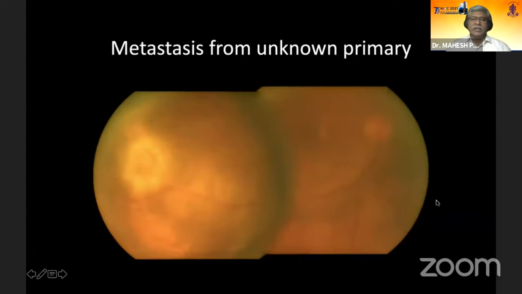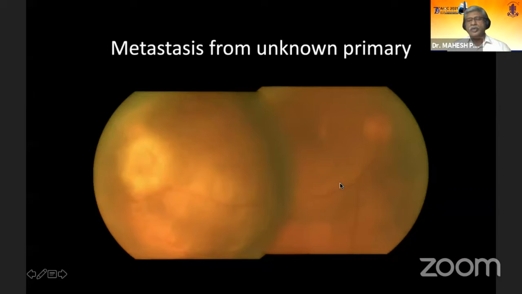So let's look at the case. This was a 60-year-old gentleman who came with decreased vision. And you can see a mass lesion in the fundus, and this looked like a metastatic lesion. This didn't look like a primary. After extensive investigation by an oncologist, including a PET scan, they were not able to localize a primary lesion.